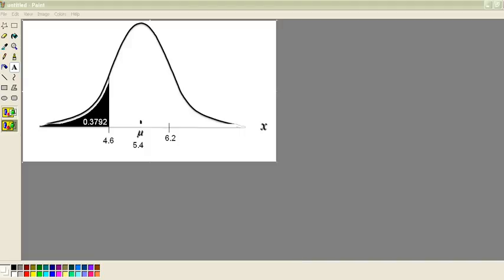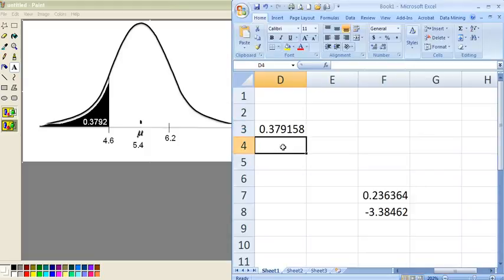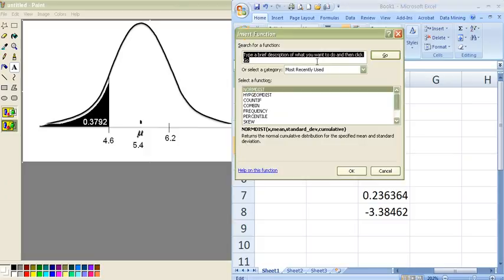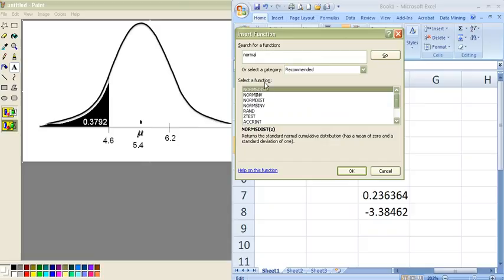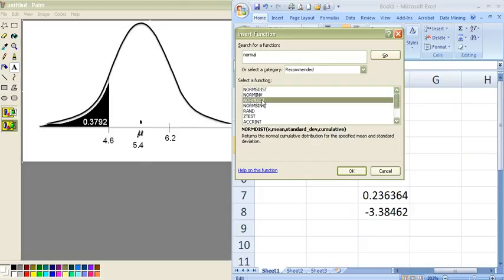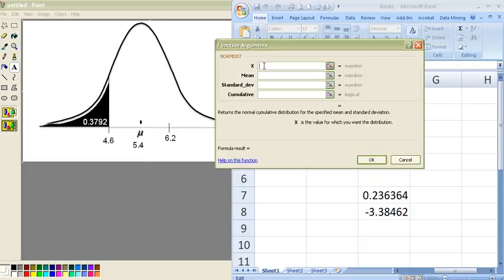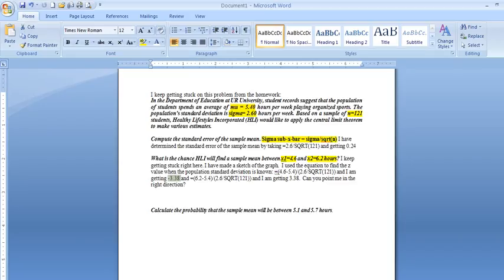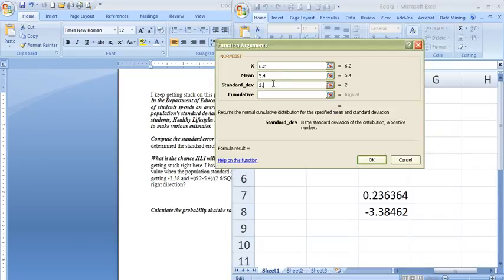Okay, so let's go back to our calculator and use the norm dist function again. Now, I'm going to show you how to do it this time. Ready? I'm interested in a normal distribution. If I just type that into the search box, then one of these functions will be norm dist. My x value for this example is 6.2. My mean is 5.4. My standard deviation, sigma, is 2.6. And cumulative, the logical answer here is true because we are using continuous numbers.